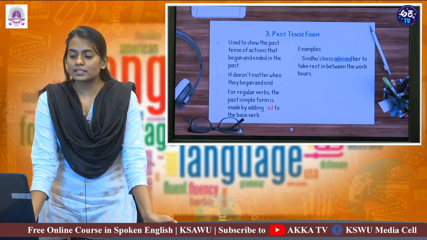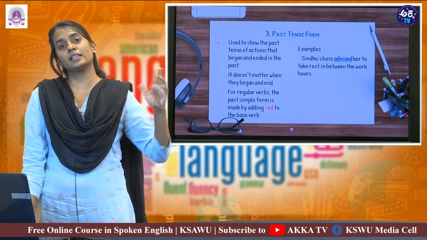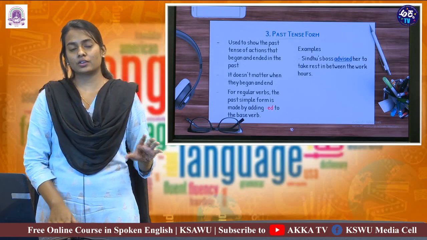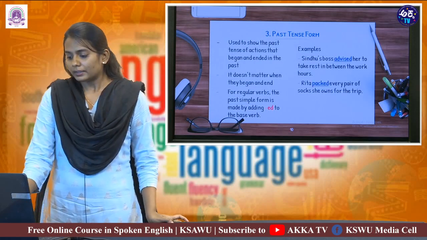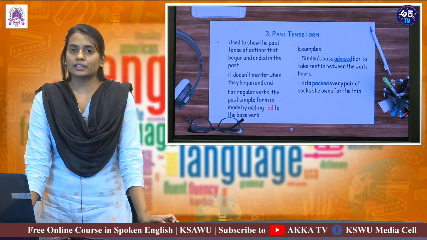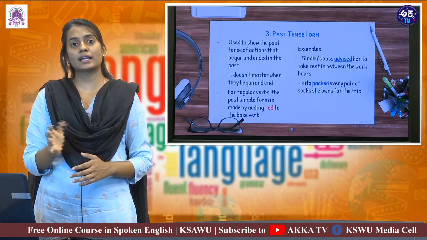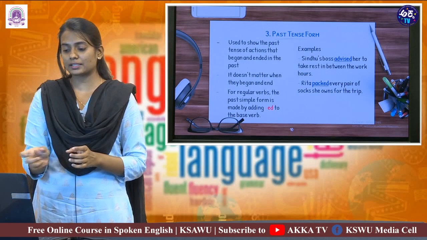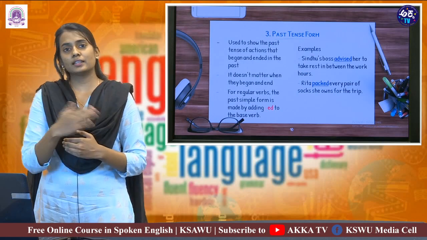Okay, so here you can see Sindhu's boss advised, that means in the past tense he has advised already. So it has been advised. Okay, and you can see here ed is added to advise. Okay, then Rita packed every pair of socks she owns for the trip. Packed is nothing but it is in the past tense. So it has started in the past. Okay, this sentence will tell you that this has occurred in the past.